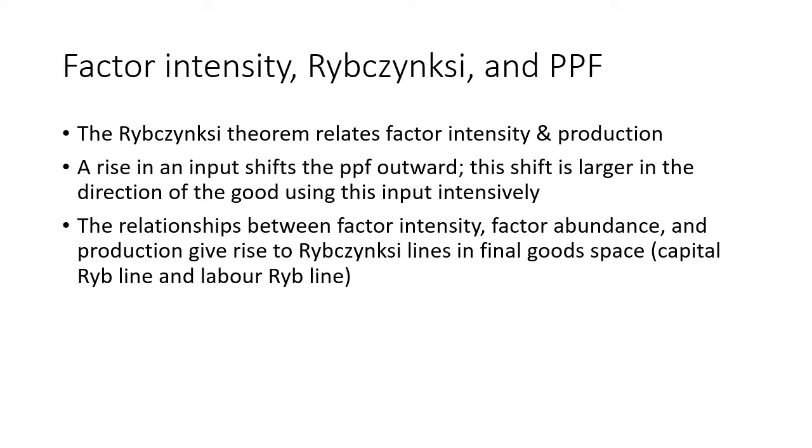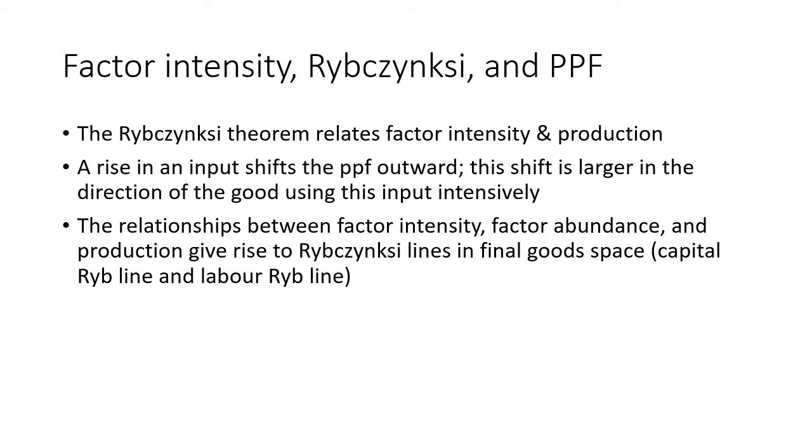For instance, if the stock of labor increases, then the PPF shifts outward, but it will shift outward more on the side where food is, because that is the good that uses labor more intensively, according to the foundations we have built. The relationships between factor intensity, factor abundance, and production give rise to the Rybczynski lines in the final good space. So we'll have a capital Reb line and a labor Reb line. From now on, I will be using the word Reb to make our life easier and not get my tongue tied when I say Rybczynski.